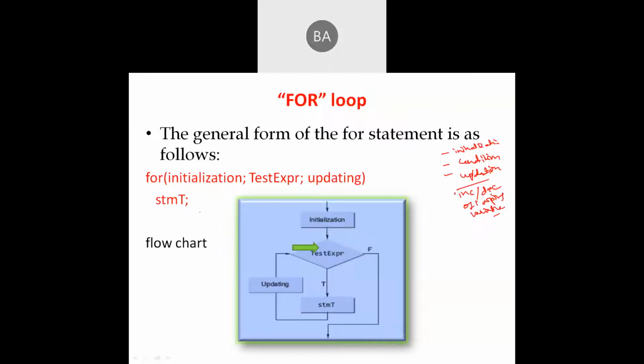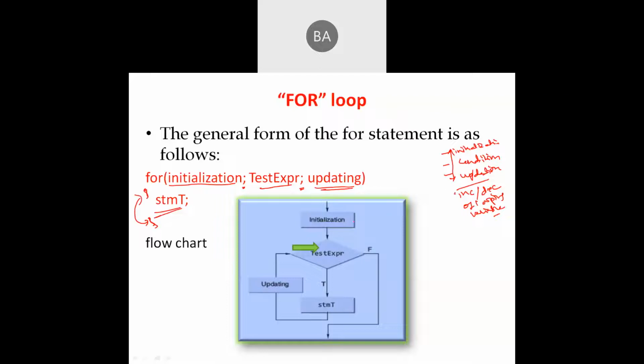In this for loop, all these three parts are placed in one place, separated with semicolons. Initialization, then semicolon, test expression, which we can also call the condition, then semicolon, then updating, that is either incrementation or decrementation of the condition variable. Then there is curly brace begin and curly brace end, where we place the set of statements which constitutes the body of this for loop.